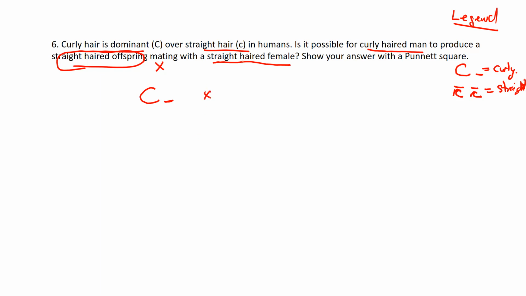Cross that with a straight-haired female. The only way that she can be a straight-haired female is if she has two little c's. Okay? Now, is it possible for these guys to have a straight-haired offspring? This is the offspring right here. Now, this is more of a theoretical question. They want you to show it in the Punnett square, but the only way that would be possible is if this female donated a recessive allele for straight hair.